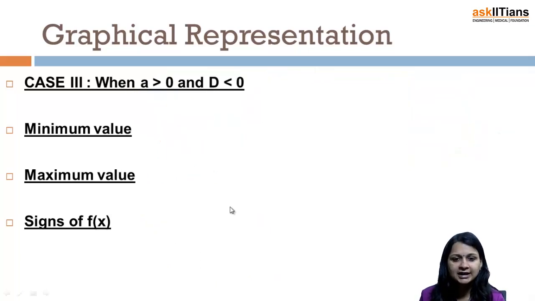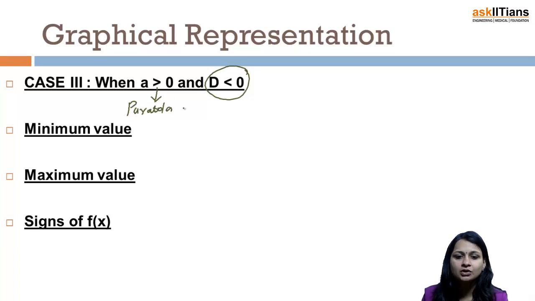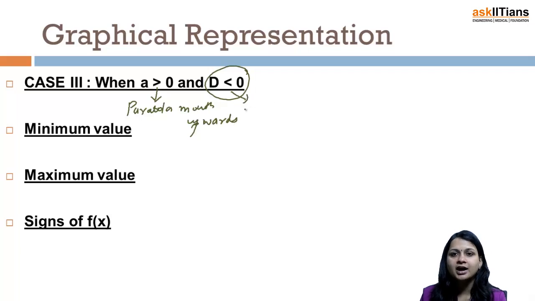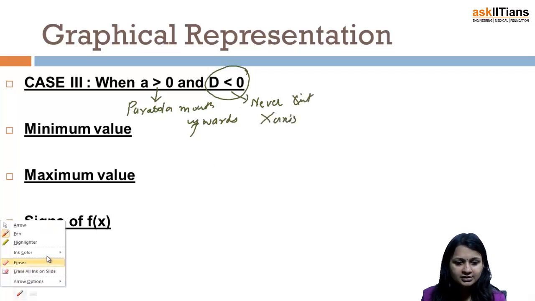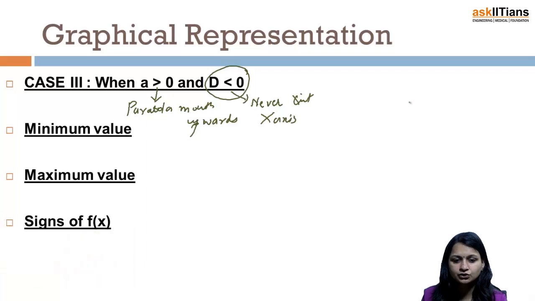Let's move to the third case. Now in the third case, what is left? Discriminant D less than 0. So again see, when I say a greater than 0, that means I will definitely have a parabola, because it is a quadratic equation, whose mouth will be upwards. So this would be very simple for us. Now discriminant D less than 0, so it will never cut the x-axis, because there are no real roots. That's a bit different, so let's see how to draw this figure.